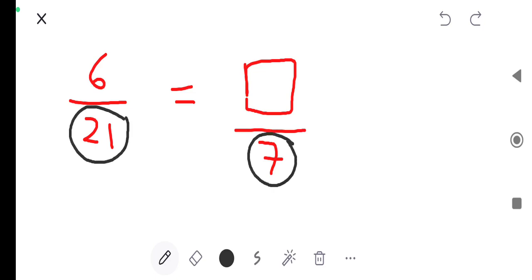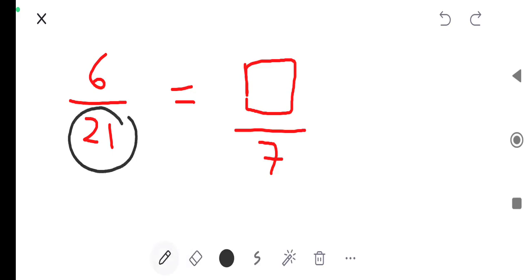Now, which of them will you start with? Because this box is on top of 7, it means that you can't start with 7. So I would rather start with 21. Now, what will you do to 21 so that it will become 7? For 21 to become smaller and to become 7, only division can reduce a number. Only division can make a number become smaller. So it is division we are going to do.